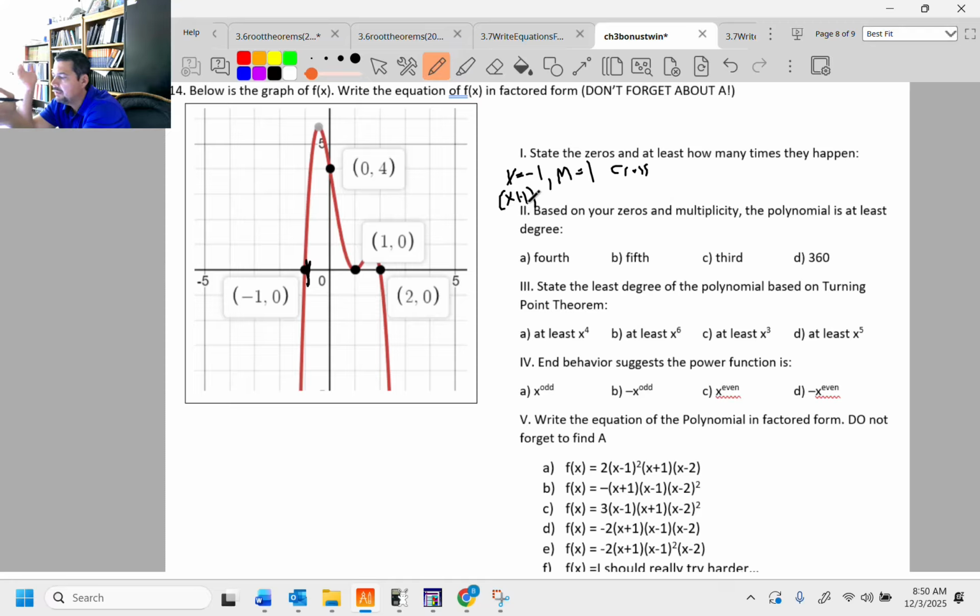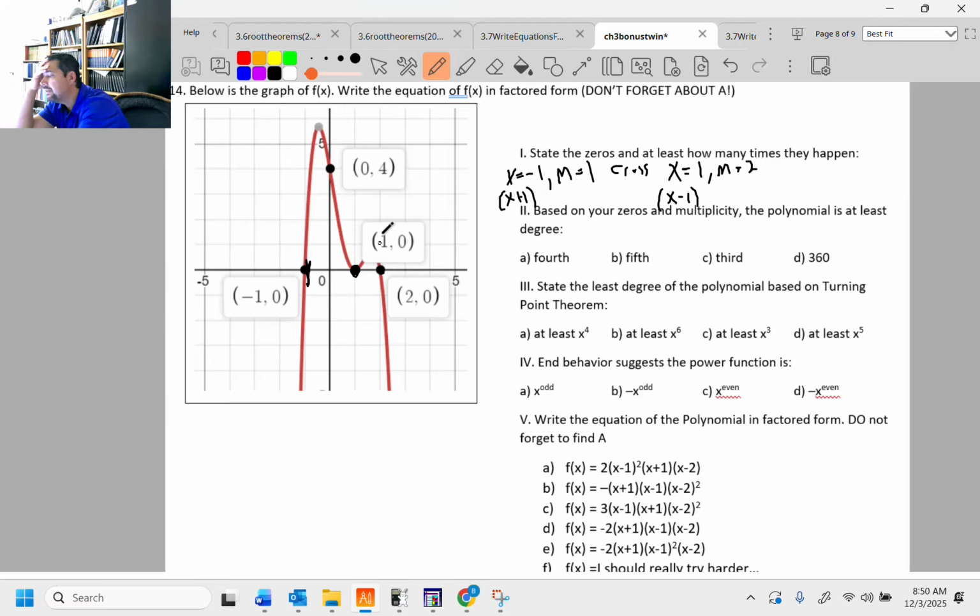All right. Here's another 0. It's x equals +1. And it is touching the x-axis, so the multiplicity is 2. Now, its factor would be x minus 1. Okay. Of course, there'd be a 2 for the exponent. We'll talk about that later.